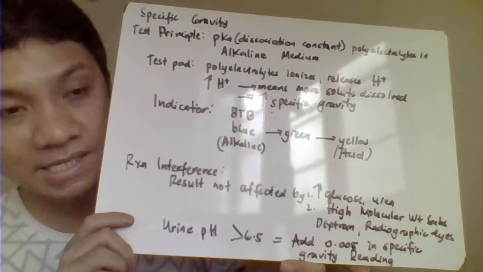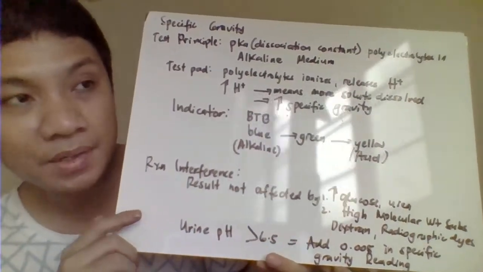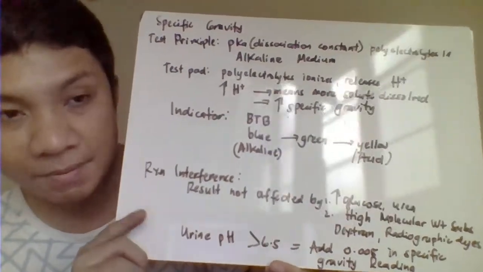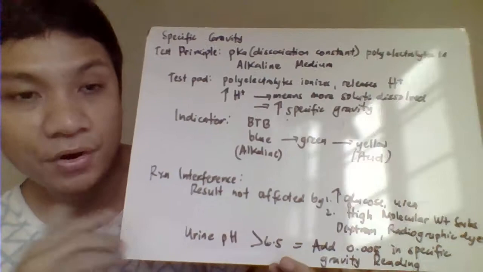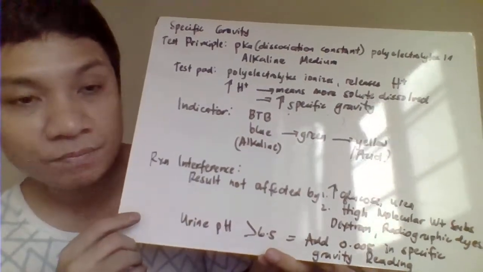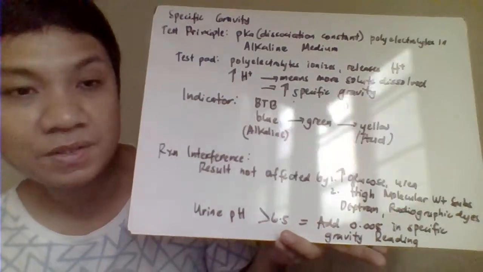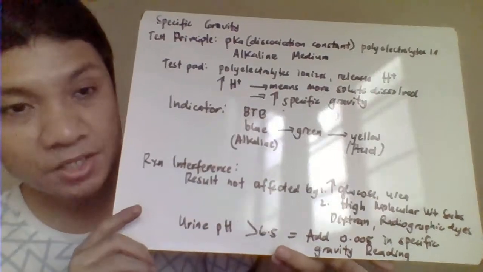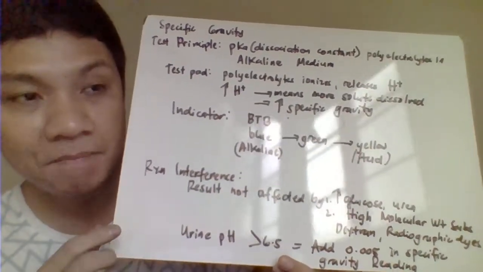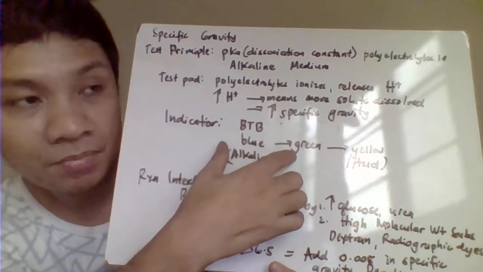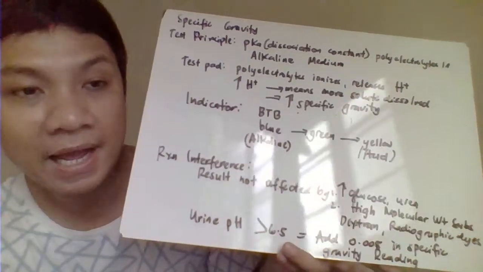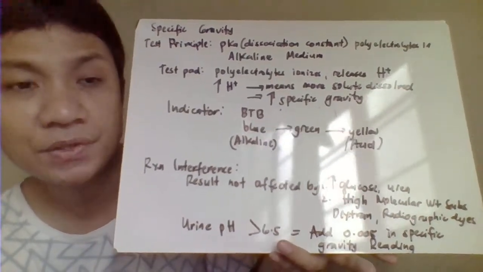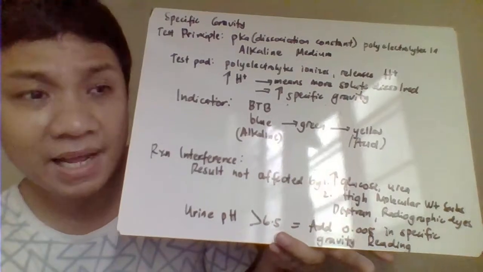Okay, but then again, since your reaction here works on the alkaline pH, if the urine sample, for example, here would have a pH of 6.5 or higher, and to say that one is an alkaline pH, you need to add here 0.005 for your specific gravity reading. Bakit ka mag-a-add ng 0.005 pag ang pH mo is alkaline? Because pag alkaline ang pH, ano mangyayari? Hindi siya mag-change ang color ng ating indicator, even if you have your high level of or there are more solute dissolved on that one. Kasi alkaline ang pH mo, di ba?